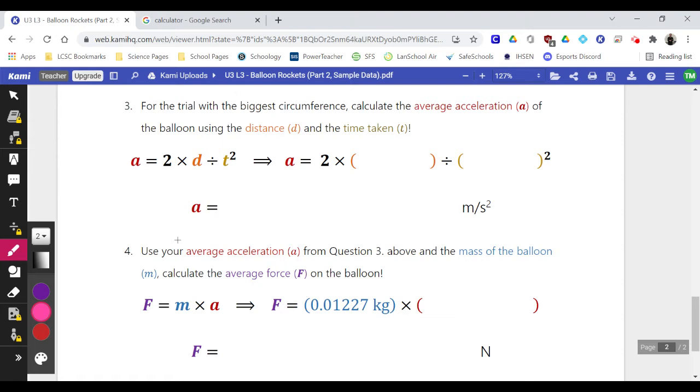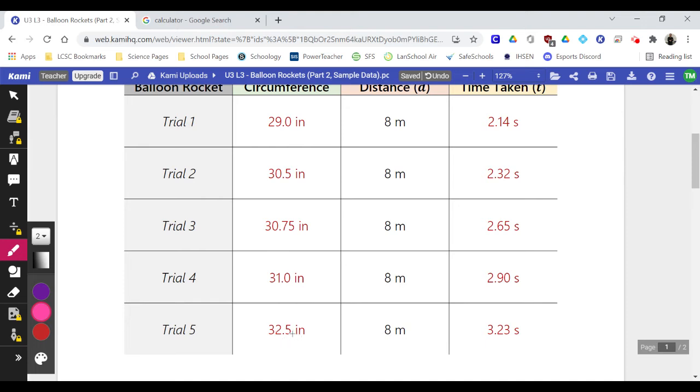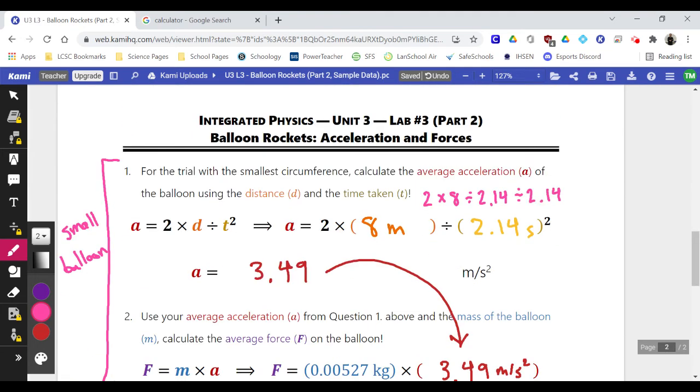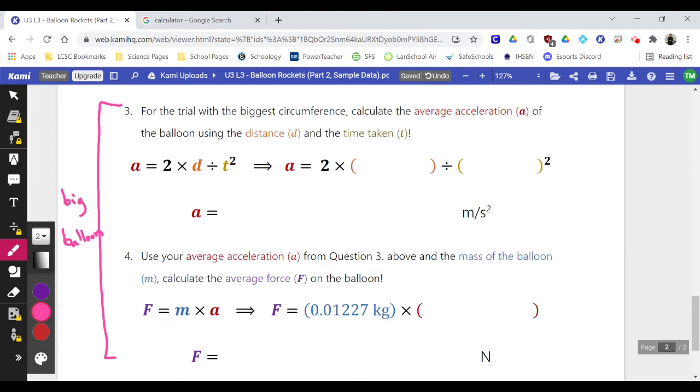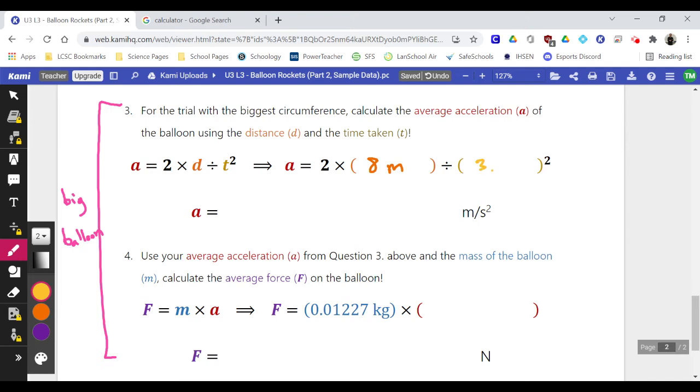So scroll this down here. It looks like basically the same exact problem, but now it's for our bigger balloon. I'm going to use my biggest balloon, the one with the biggest circumference. So for me, that was my trial 5, 32.5 inches. That traveled 8 meters in 3.23 seconds. So let's go back down here. Our big balloon also traveled 8 meters, but it took 3.23 seconds to get all the way across.